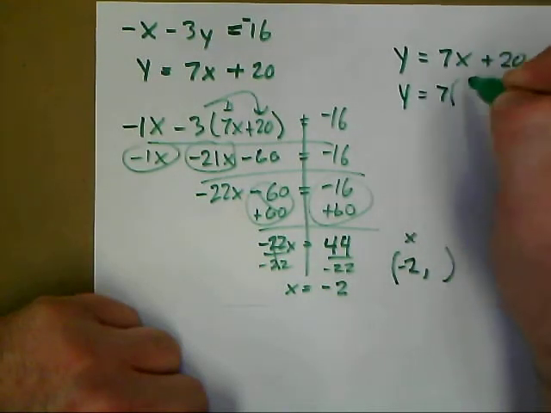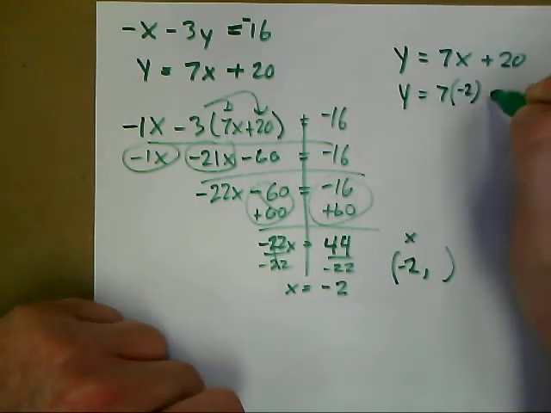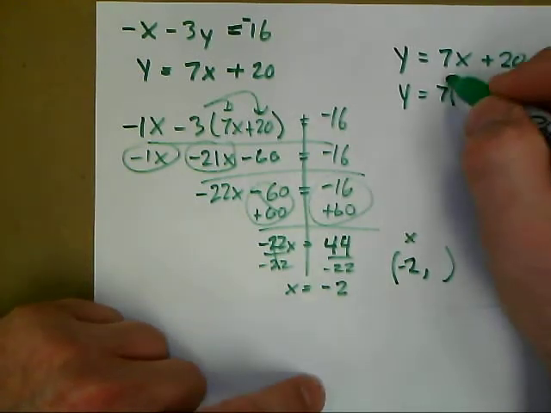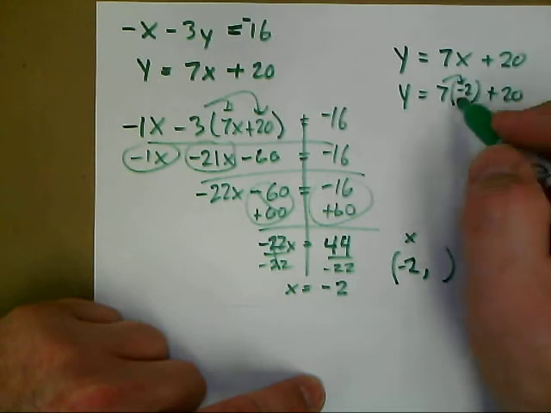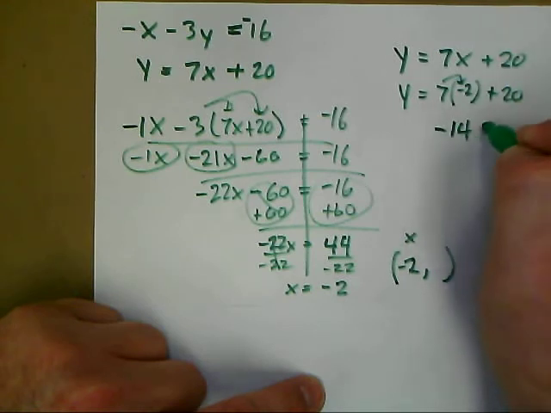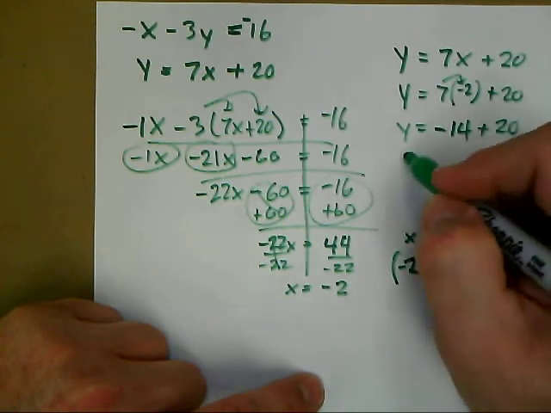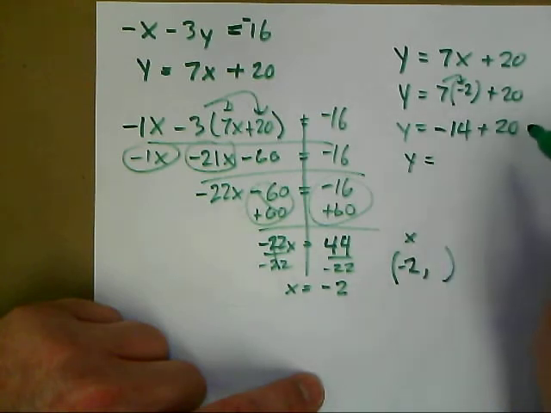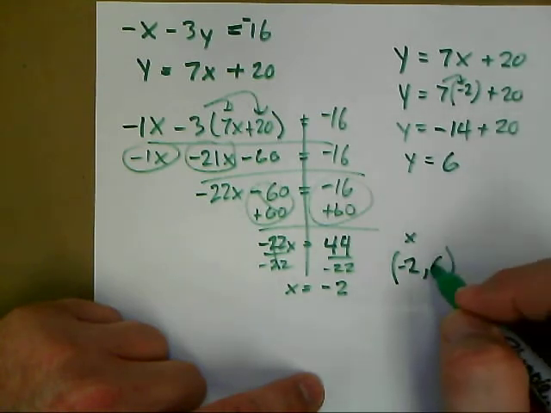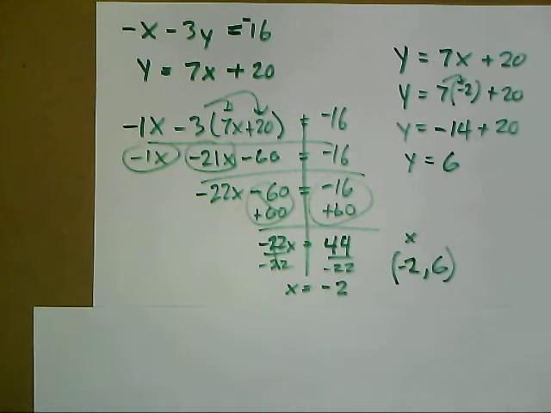We know that x is -2, plus 20. So we're going to do that, distribute. 7 times -2 is -14 plus 20. And then we just add those two together. -14 plus 20 happens to be 6. And we get our answer.